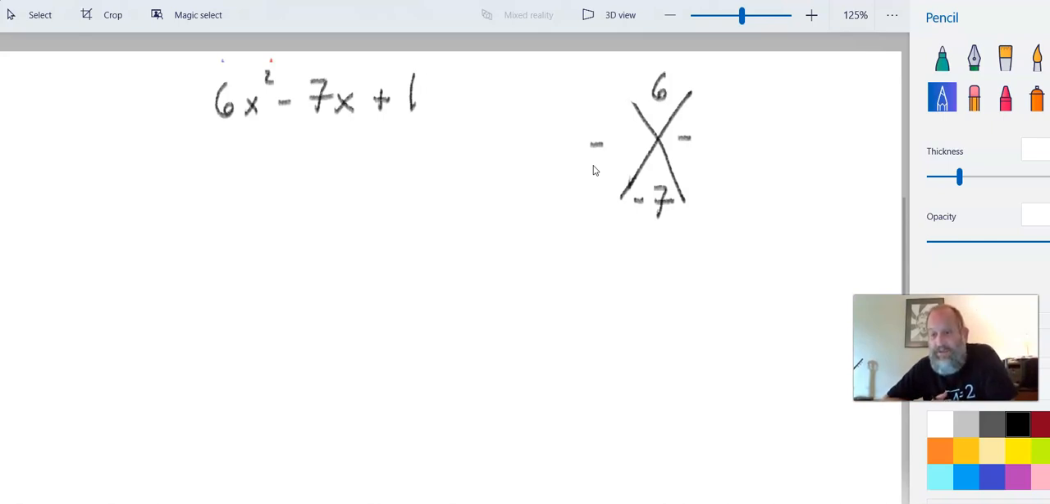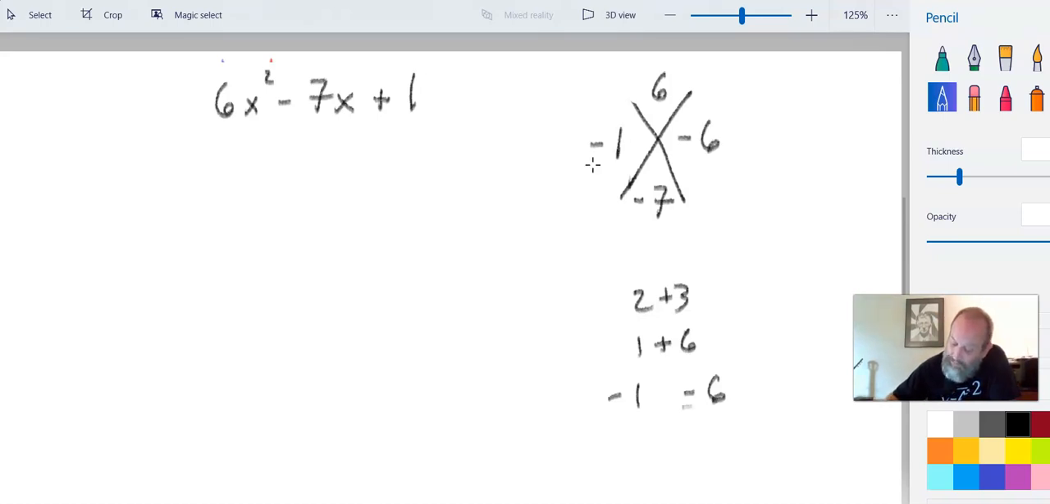So really all I need to do is find 2 numbers that multiply to give me 6 and add to give me 7. And if we start pushing things around a little bit, I know 2 times 3 is 6, but 2 plus 3 is 5, so that's not right. And then there's 1 and 6. 1 times 6 is 6. 1 plus 6 is 7. And if I just switch the signs, which I already have written in up top, I can see that they add up to negative 7. So it's going to be negative 1 and negative 6.